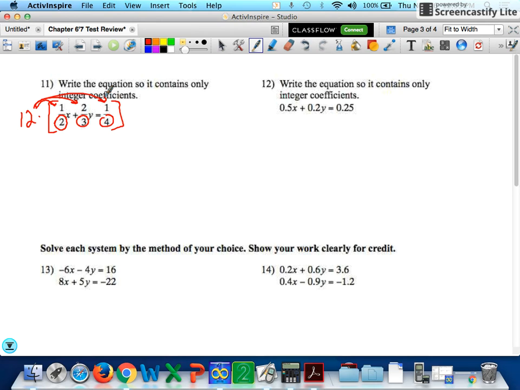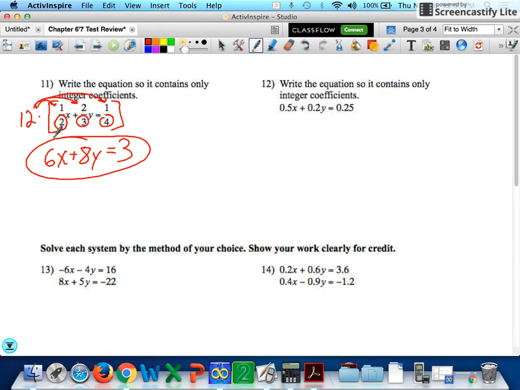Do these one by one in the calculator. Okay? 12 times 1/2 in the calculator is going to give me 6x. 12 times 2/3 is going to give me 8y, and 12 times 1/4 is going to give me 3. That's all we had to do. Just had to get rid of the fractions.